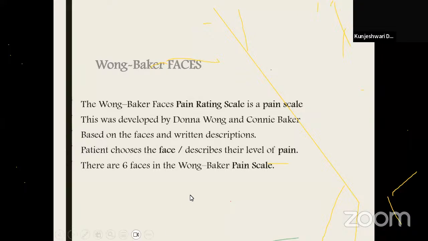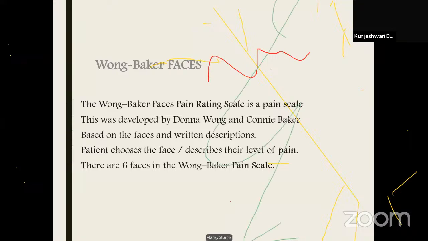Okay, so this is what I told you, the Wong-Baker face. As I told you, it's mainly for the pain scale. It is named for Donna Wong and Connie Baker, two human beings' names given to this scale. As a nurse, we should know this. And of course, the rest of the things we have discussed. Please make it very clear, it has only 6 faces, 1 is normal, and 5, of course, is related to the 1 to 10 scale.